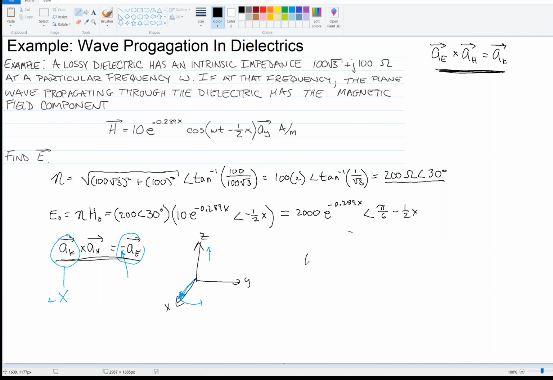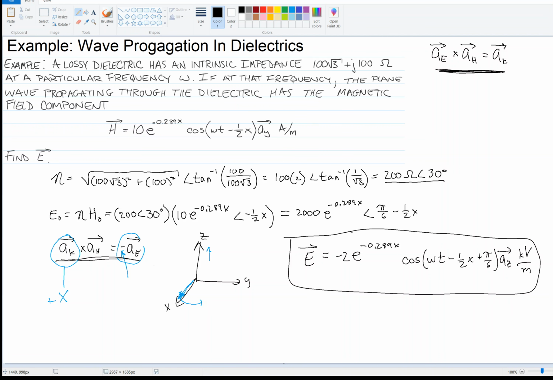Putting all of that together, we have negative 2, in kilovolts per meter, negative 2 e to the negative 0.289x times the cosine of omega t minus 1/2 x plus pi over 6, in the a_z direction, kilovolts per meter, and that is our answer.